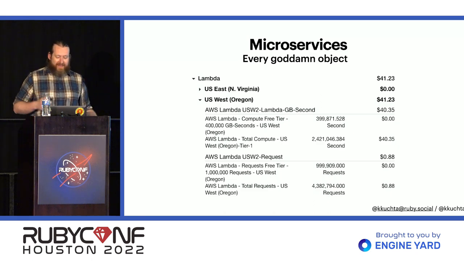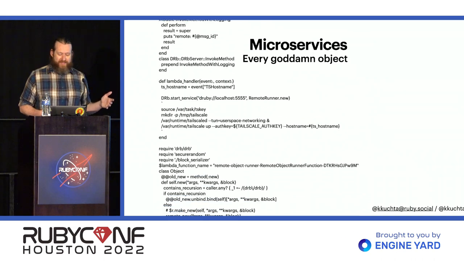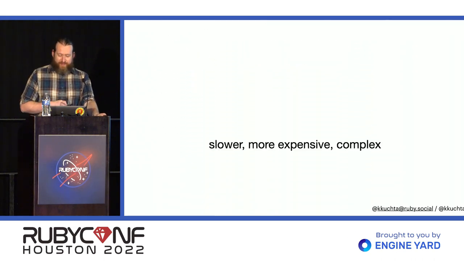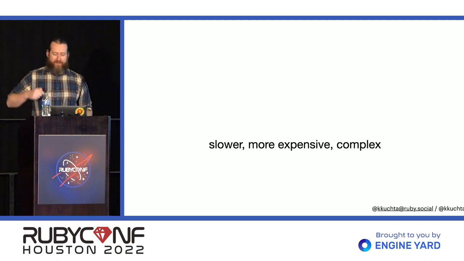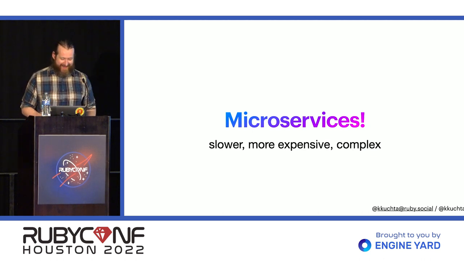But surely the elegance and simplicity of this setup would be worth it. This is all the code we've gone over in this talk. All right, so it's not so simple. Relative to normal code, it's slower, more expensive, and hideously complex. Well, folks, I say we've succeeded because that is the textbook definition of a microservice architecture. Congratulations. We should all feel terrible about ourselves.